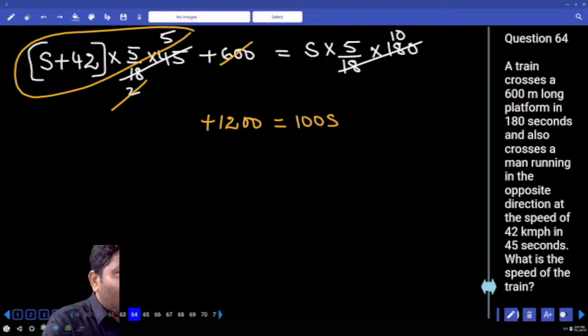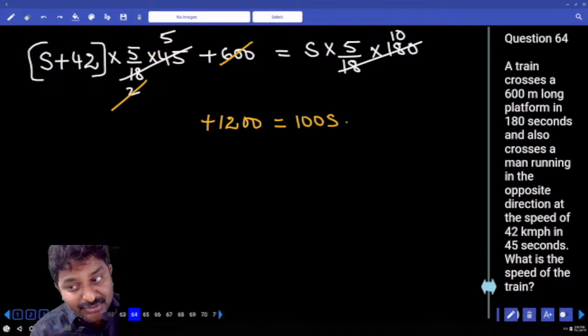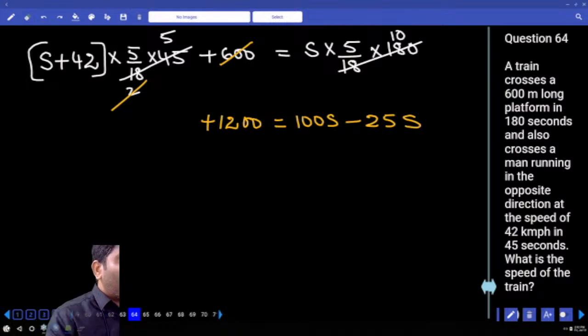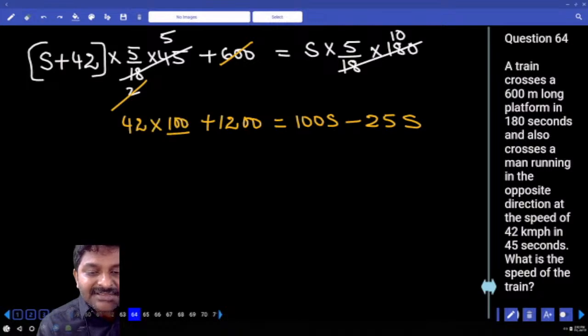Now out of this variable, I will take it to right hand side, but the number I will keep in left hand side itself. Okay? Variable 5 5s 25 into s. 25s goes to right hand side, it becomes minus 25s. Is that okay? Number 25 times of 40, right? So 42 into, I'll write it as 100 by 4. 4 how many times?